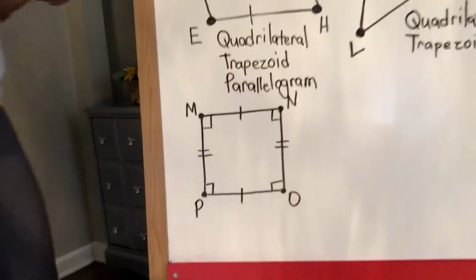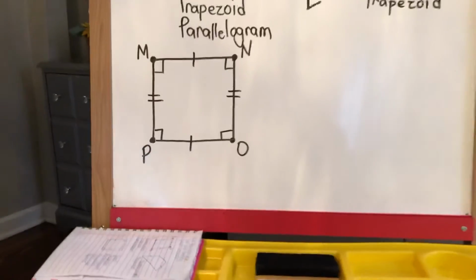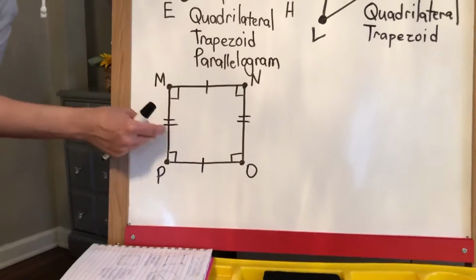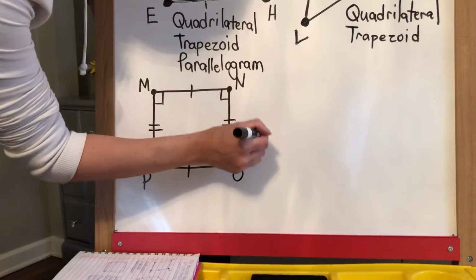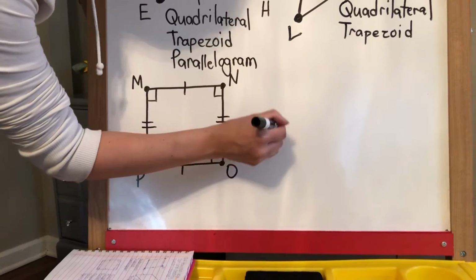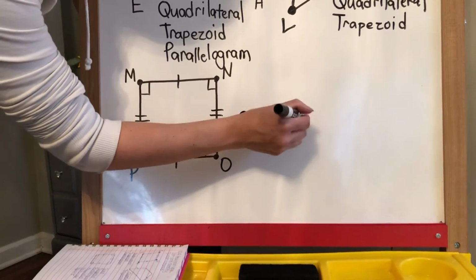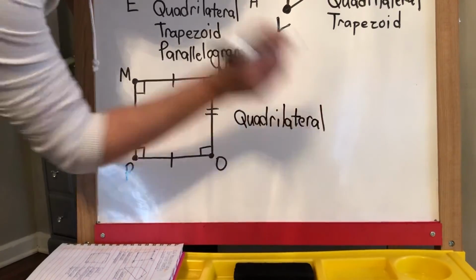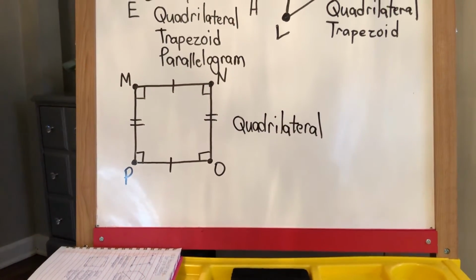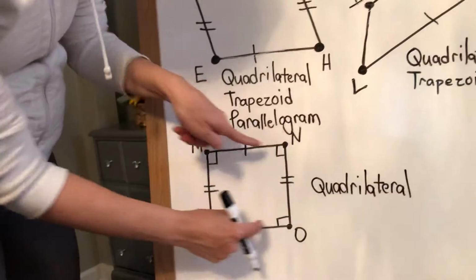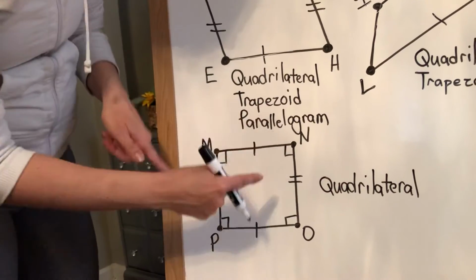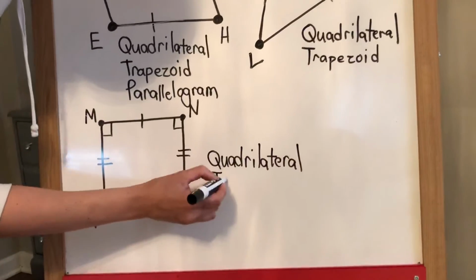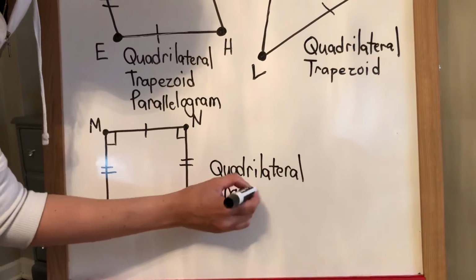Next shape is right here. Let's count the number of sides. 1, 2, 3, 4. That makes it a quadrilateral. Okay. Trapezoid says it has at least 1 pair of parallel sides. This shape does have at least 1. This one actually has 2, which tells us something else. So it is a trapezoid.